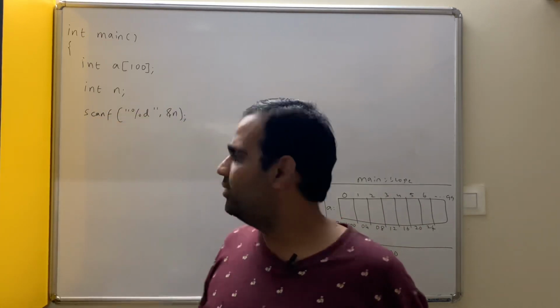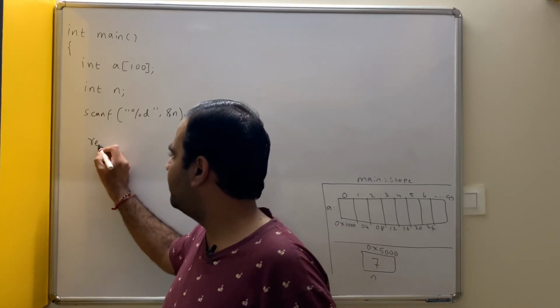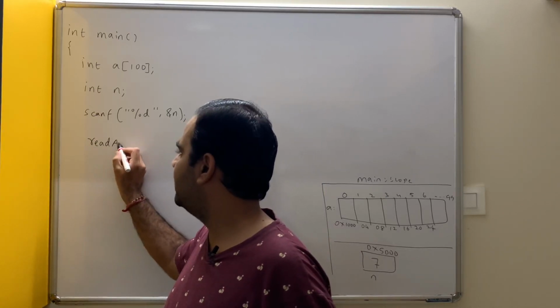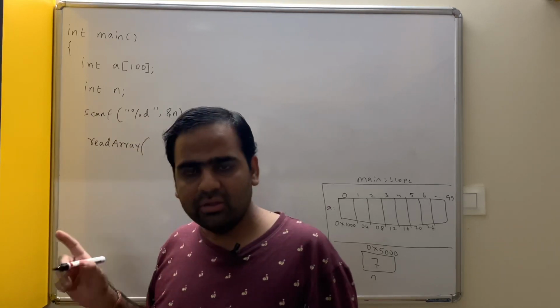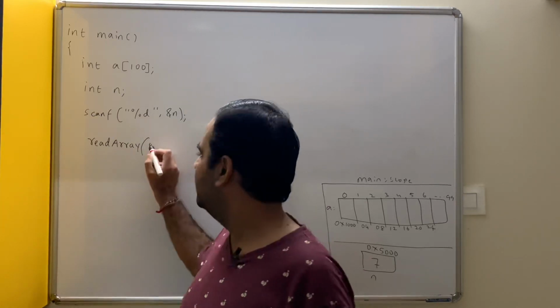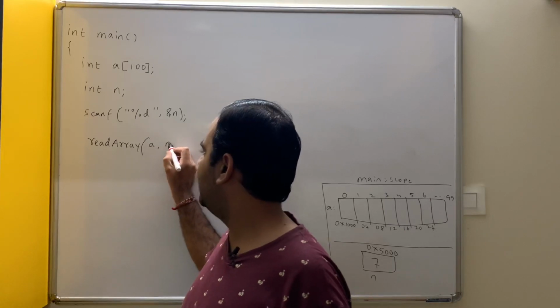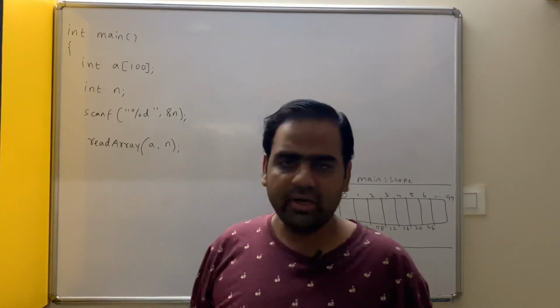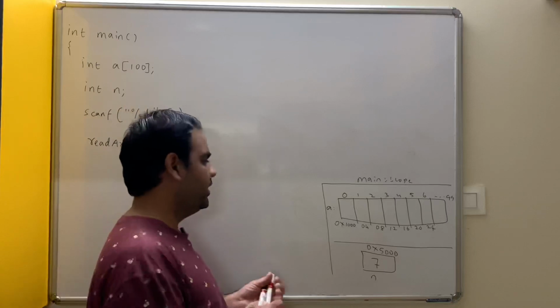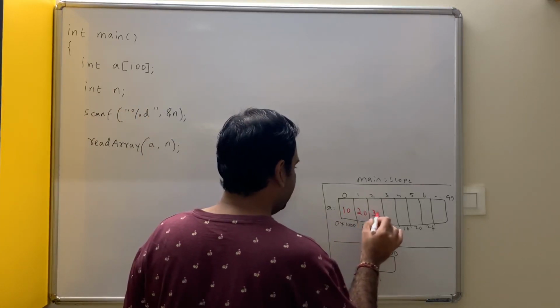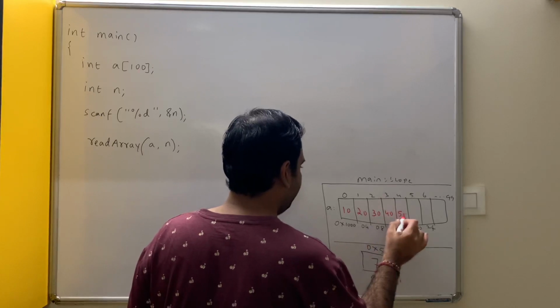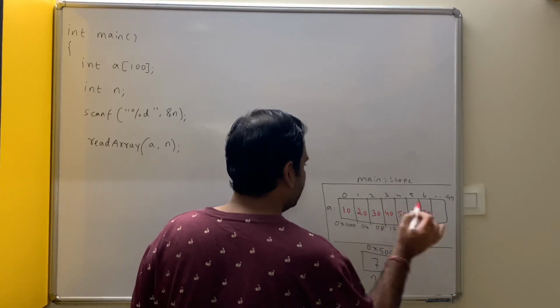And to read the array, we have already written one function called read array. Again I am saying this is not a built-in function, this is a user defined function. You have to write it. Read array, which array do we want to read? a. And how many array elements do we want to read? We want to read n array elements. Now the value of n is 7. Let's store 7 array elements, 10, 20, 30, 40, 50, 60 and 70.